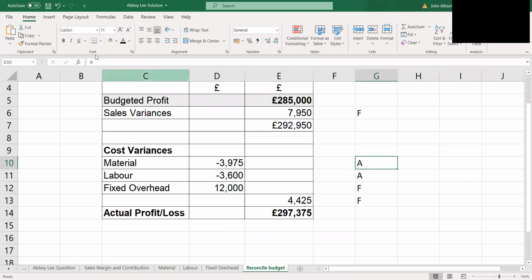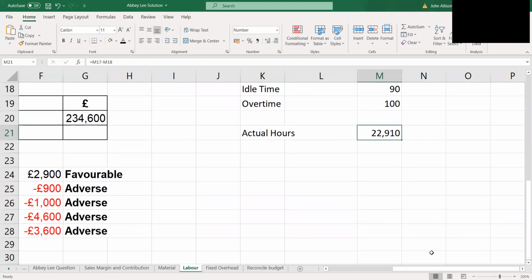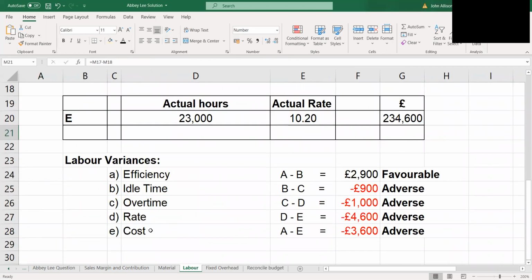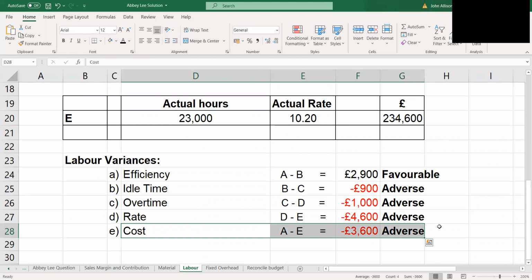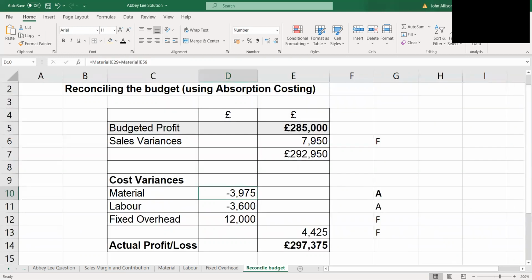So I'll stick a letter A here just to remind me that it's an adverse variance, and it's going to reduce the budgeted profit because the costs are almost 4k higher than we anticipated. We've got the material variance. Next thing we'll look at is the labour variance. We can see the labour variance, the cost variance, is £3,600 adverse. In other words, labour cost £3,600 more than we anticipated. So we'll stick the 3,600 in here. We'll put an A just there to remind us that it's adverse.